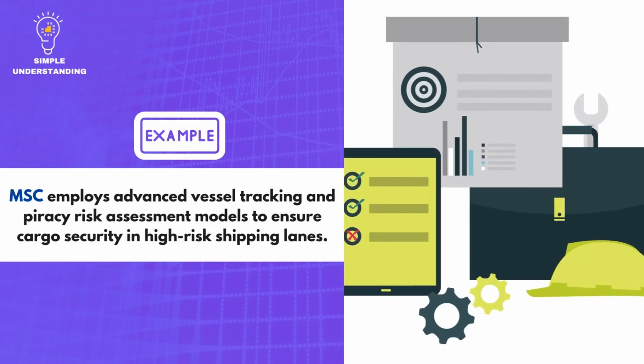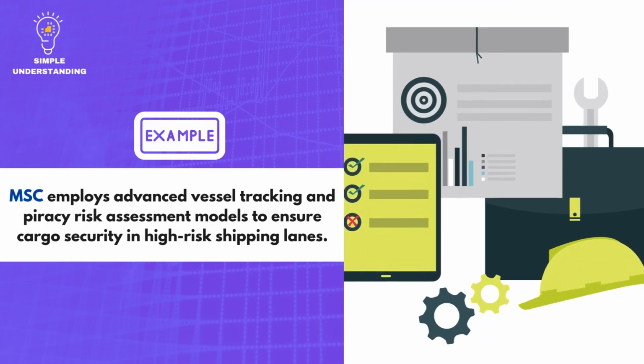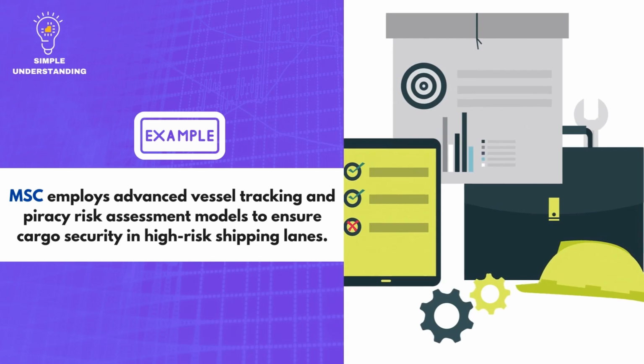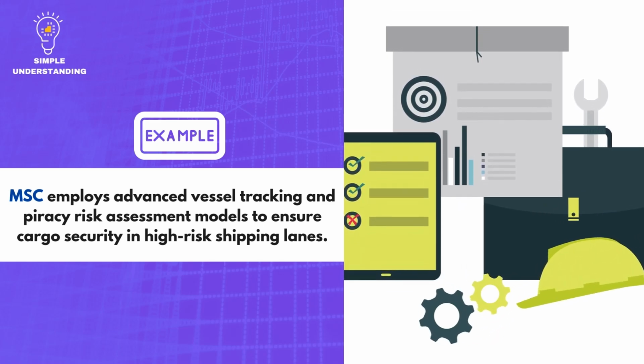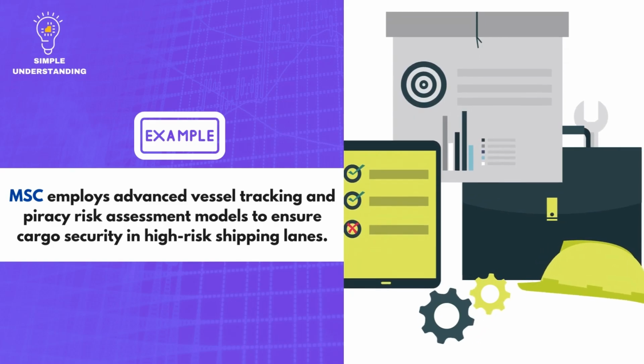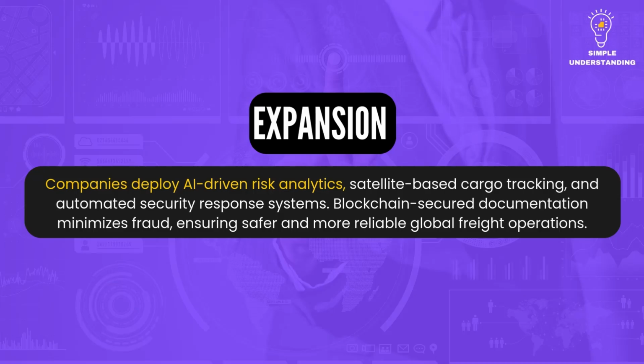Real company example. MSC employs advanced vessel tracking and piracy risk assessment models to ensure cargo security in high-risk shipping lanes. Expansion. Companies deploy AI-driven risk analytics, satellite-based cargo tracking, and automated security response systems. Blockchain-secured documentation minimizes fraud, ensuring safer and more reliable global freight operations.